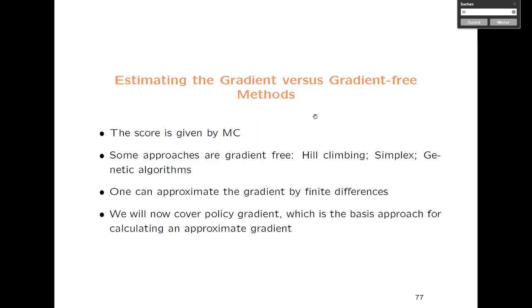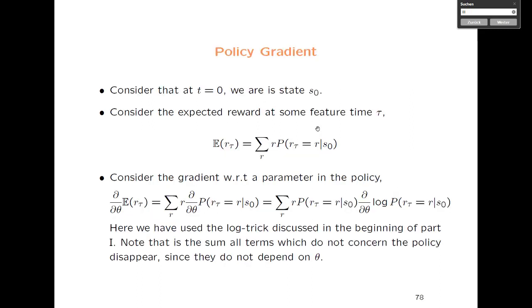Or one can approximate the gradient of the cost function with respect to the parameter by finite differences. But maybe the most important one is the policy gradient, which we will cover now. And it's a basis for calculating an approximate gradient. So I'm trying to derive it here.